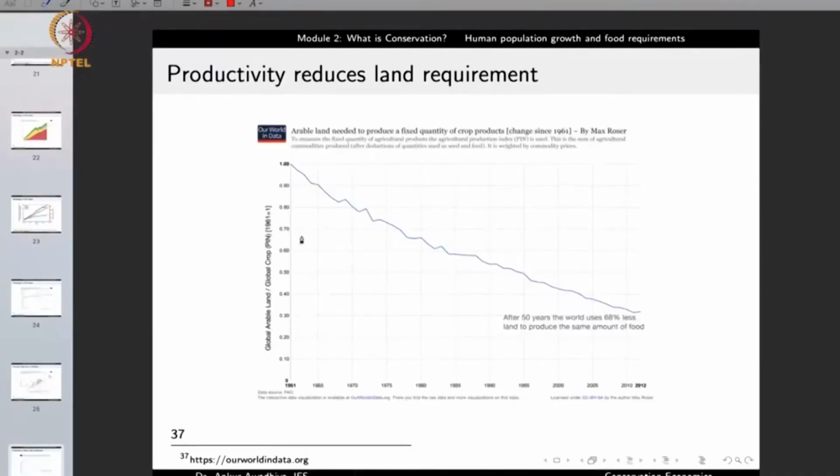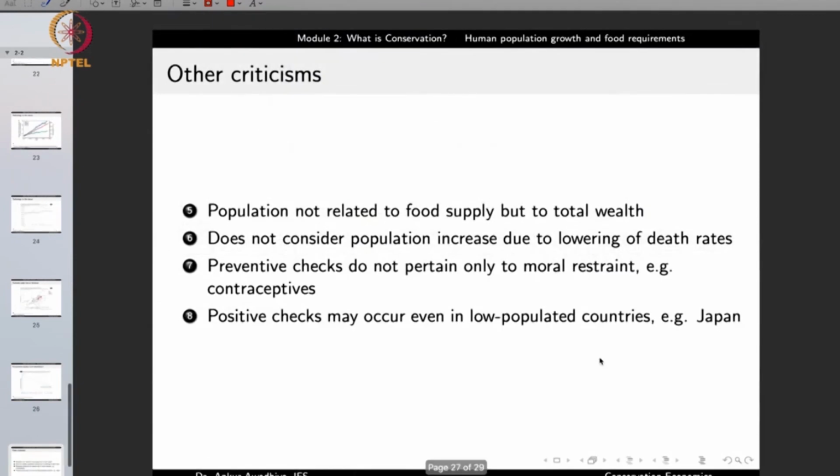So, if you look at the global arable land or global crop production, and if you plot on the y-axis, through time, the amount of land that is needed for maintaining the same production of crops, we'll find that it has been coming down. After 50 years, the world is using 68% less land to produce the same amount of food. So productivity reduces the land requirement.